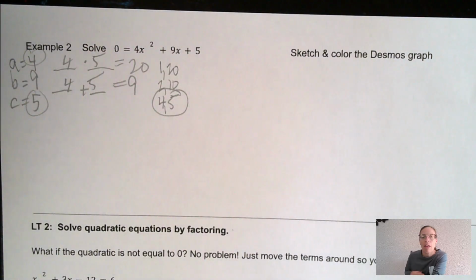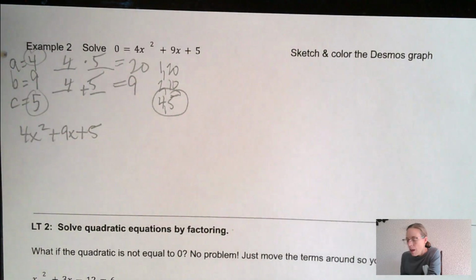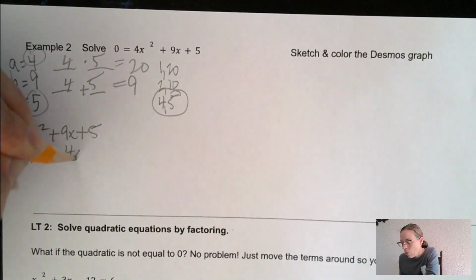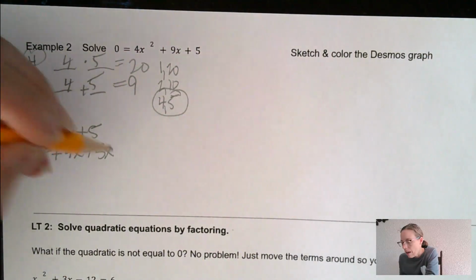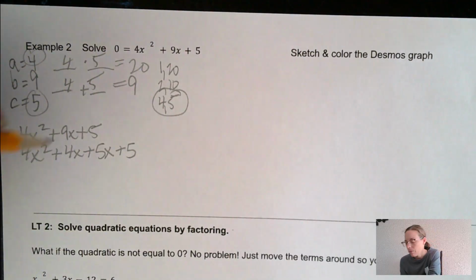So remember, when a is greater than 1, we rewrite our quadratic, and then we replace the middle term, the b term, with the two values that we just found. So we have 4x squared plus 4x plus 5x plus 5. I listed the 4x with the 4x squared so I could factor out a 4x.